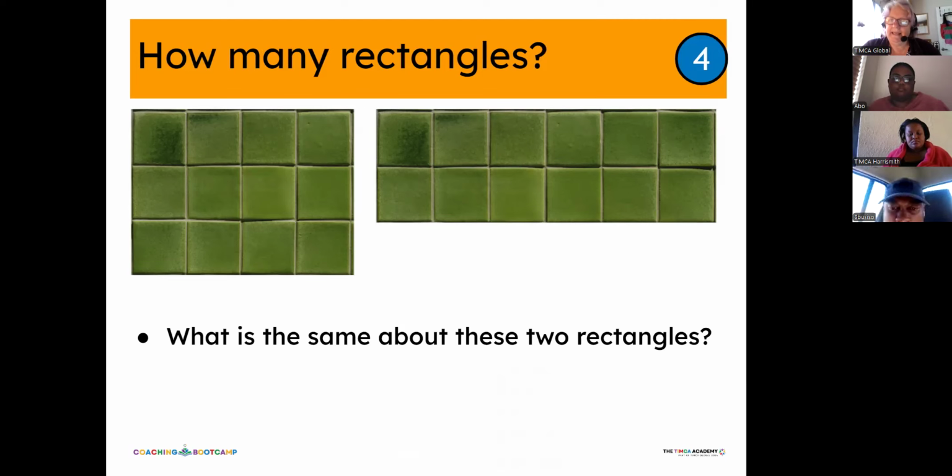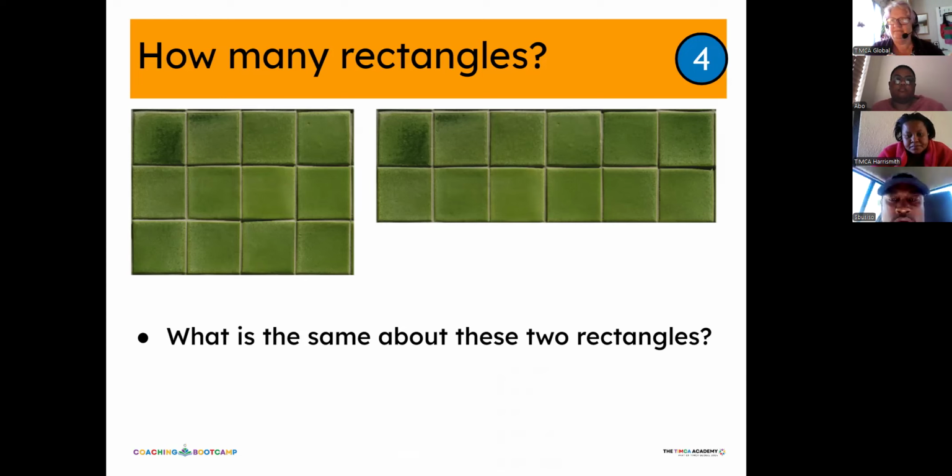What is the same about these two rectangles? Now notice this time I'm using the word rectangle instead of array. What we're trying to show children here is that an array is actually a rectangle. So we're crossing over boundaries: we were learning operations of multiplication and division here, but we're also talking a little bit about space and shape and geometry.